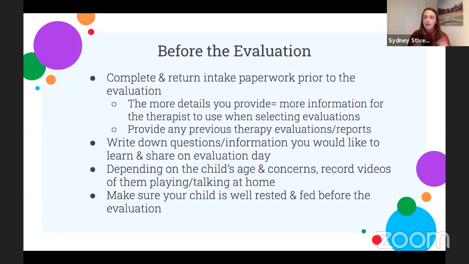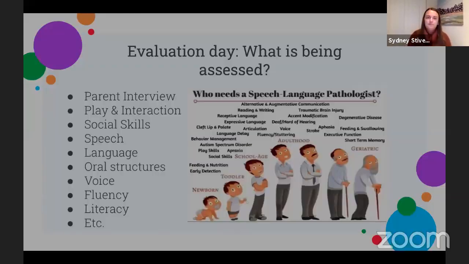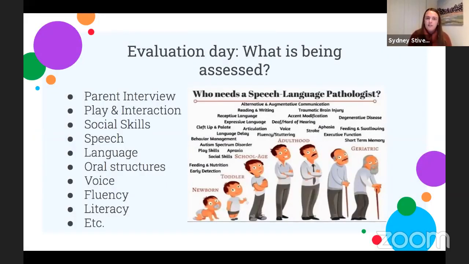And then if you forget anything on evaluation day, don't fret. You can call or email your therapist after the evaluation. Sometimes evaluations are written immediately after the session, but typically those are written within a week after. So there's some time for you to reach out to the therapist and let them know anything else that you may have forgotten to tell them or ask. Just let them know. You'll have their contact information after.